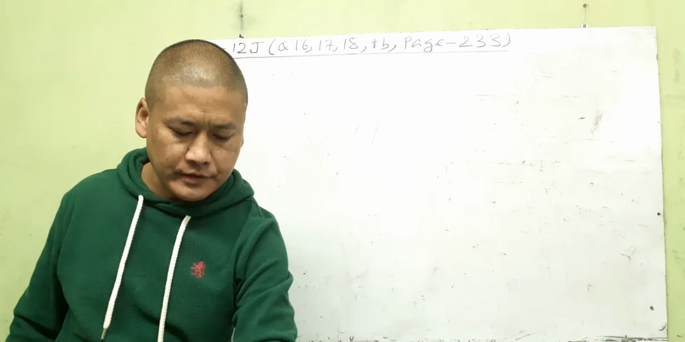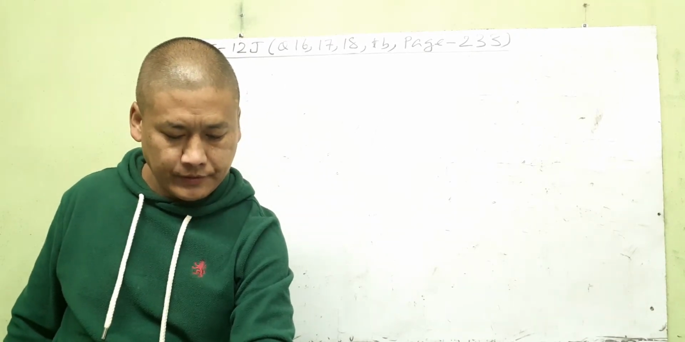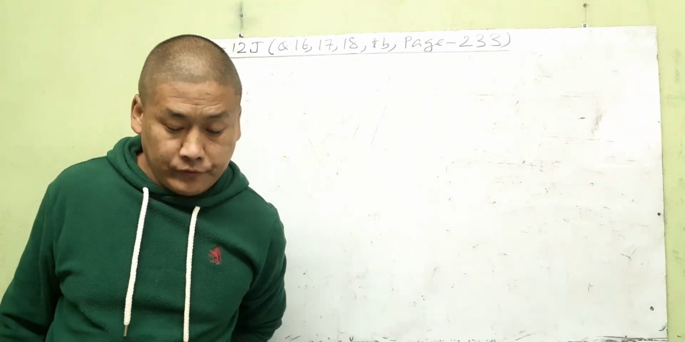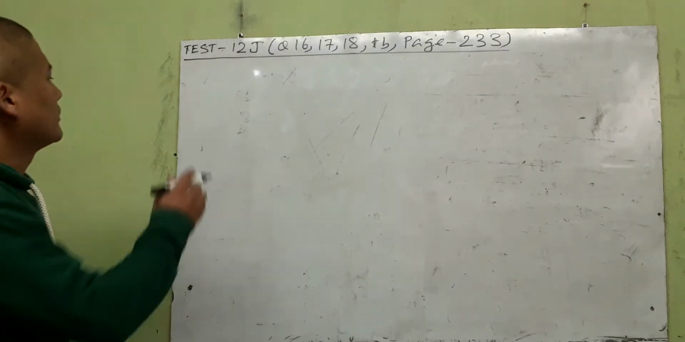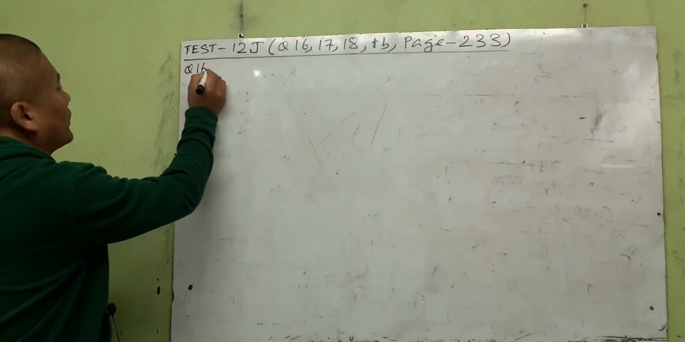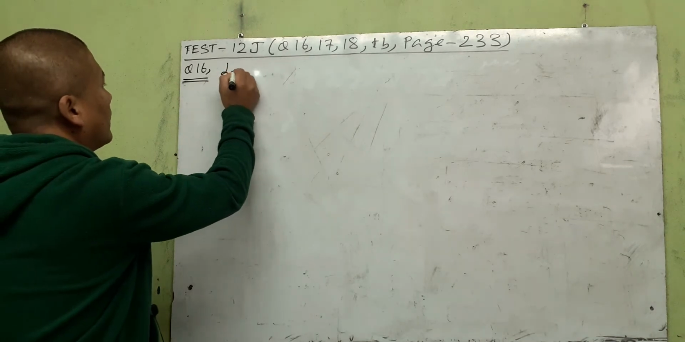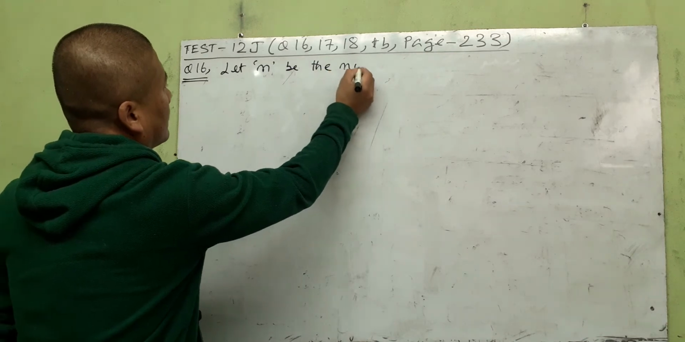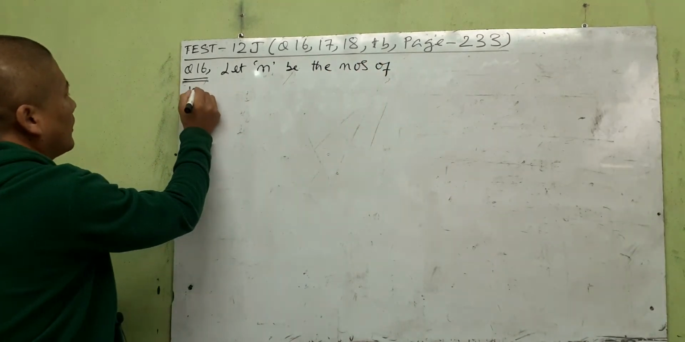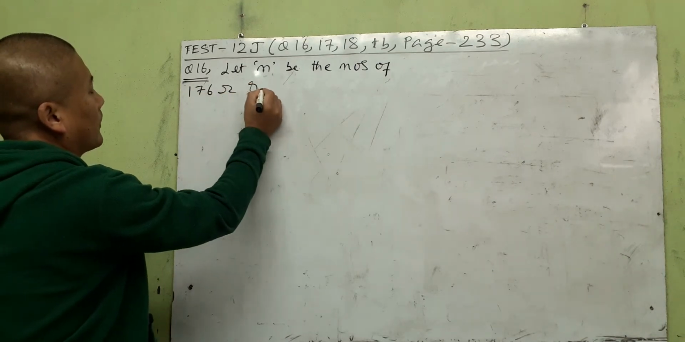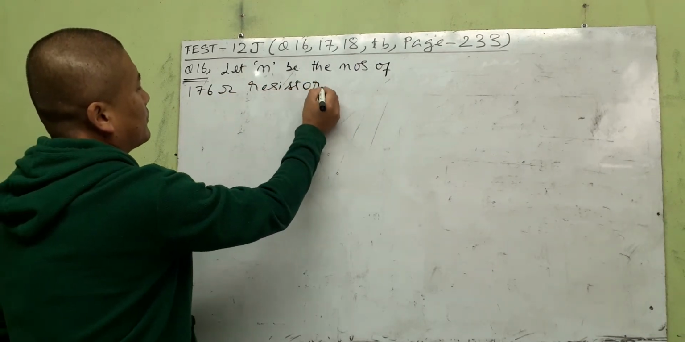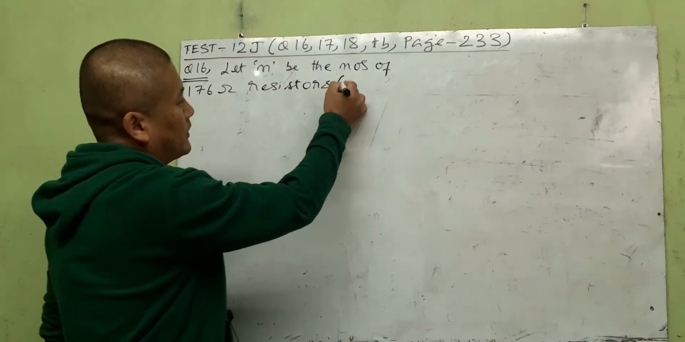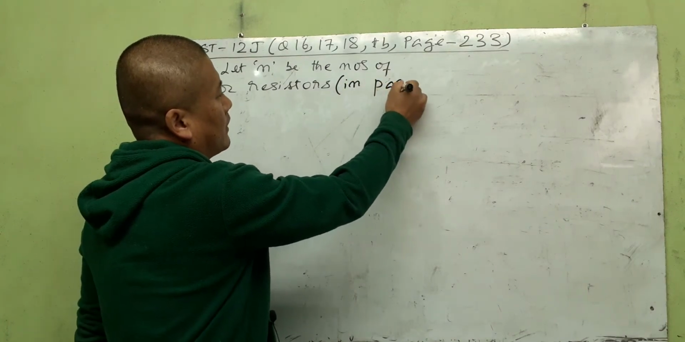How many 176 ohm resistors in parallel are required to carry 5 ampere current on a 220 volt line? So how many resistors are we going to require? That's what we're going to have to find out. Let us assume let n be the number of 176 ohm resistors, as the question puts it, in parallel. So the specific condition is it must be in parallel.